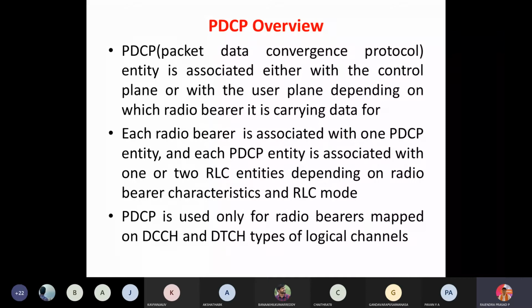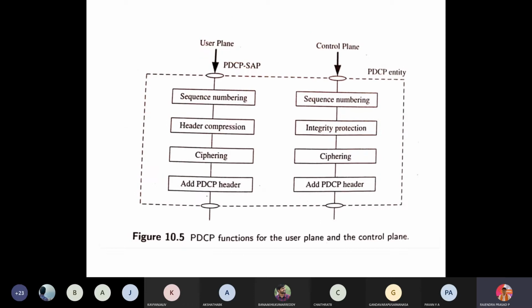PDCP is used only for radio bearers mapped on DCCH and DTCH types of logical channel, that is, the dedicated control channel and the dedicated traffic channel. These are the two logical channels that are present, and they are used to map these channels. So there should be some link which should be taken care of.